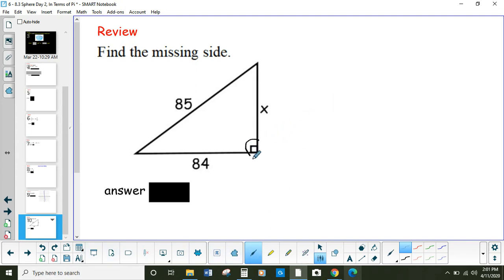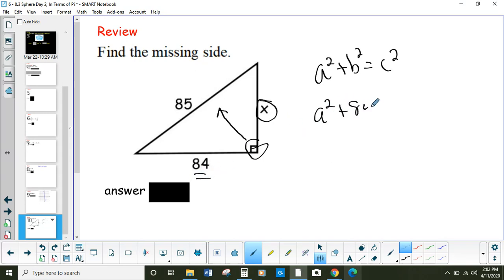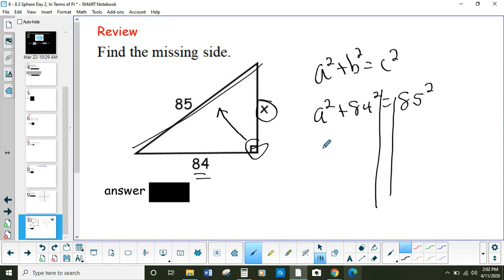So we have a right triangle here. That means Pythagorean theorem. And I have to decide, am I missing a leg or the hypotenuse? I have the long side, so that means I'm missing a leg. So I can say a squared plus, this has to be the other leg, b squared equals, the long side has to be by itself. If I didn't have the long side, I'd put a letter there. But since I have it, I put a number there.